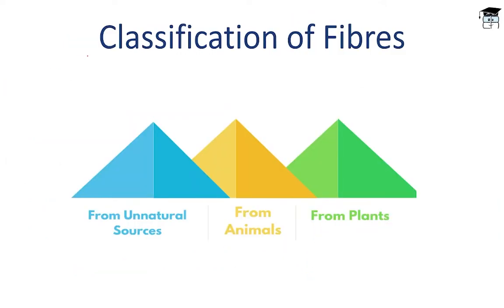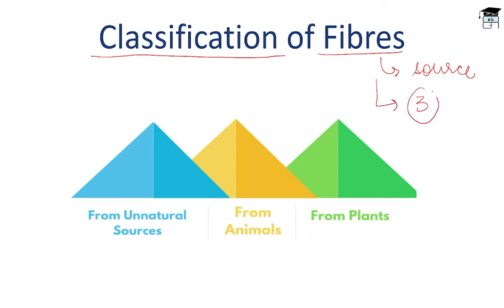Okay, now let us discuss the classification of fibers. So on the basis of their source, fibers are classified into three major categories, that are from unnatural sources, from animals and from plants. Students also note that some of the fibers are extracted from animals and from plants, both of them. Okay, now we are going to discuss these classifications in detail.